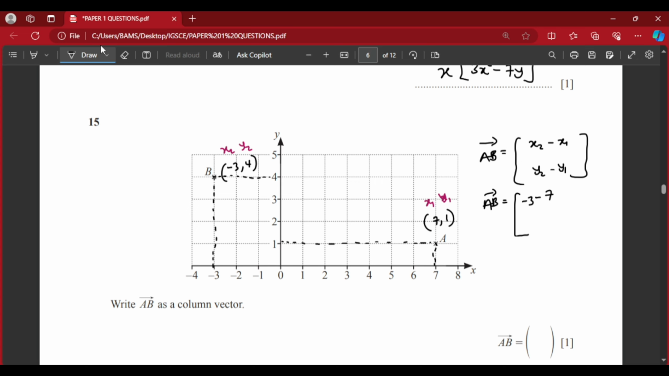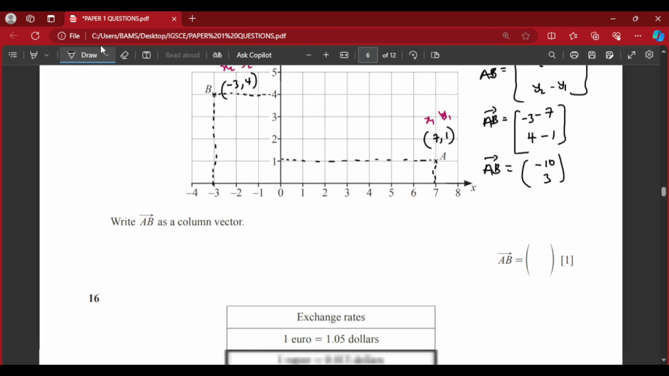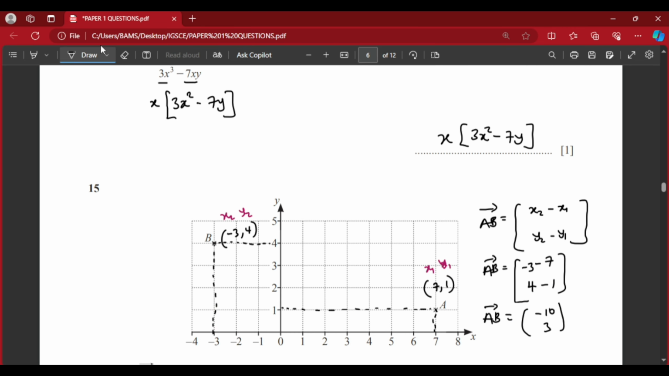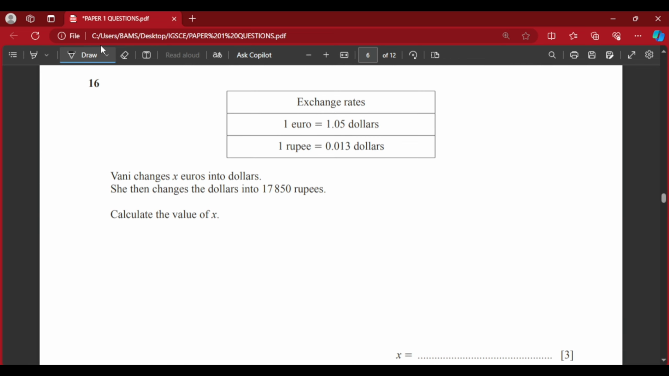Then y2 is 4, 4 minus 1. So the answer will just be minus 10 and 3. And that's it. So to fill this space, I will just write minus 10 and 3. That's all. Very easy to do. So once you know this formula and you can place them correctly, you'll be able to solve that particular question.